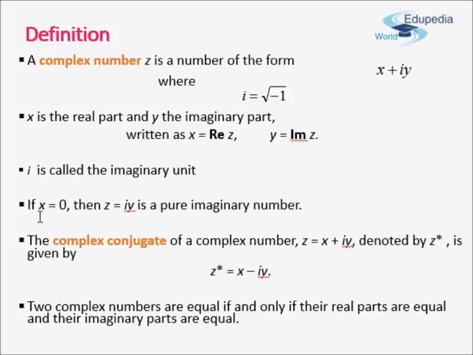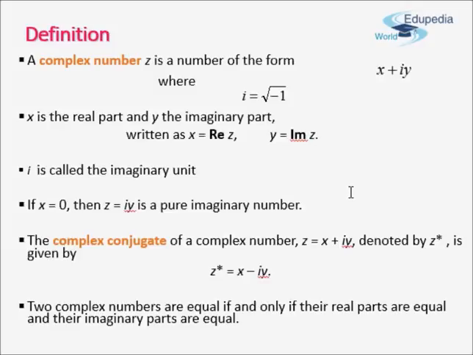If there is no real part, if x is equal to 0, if you have something like 2i, then it will be known as a purely imaginary number. It will still be a complex number, but we will call it a purely imaginary number, because it does not have any real part. The only thing that the complex number will have is an imaginary part.